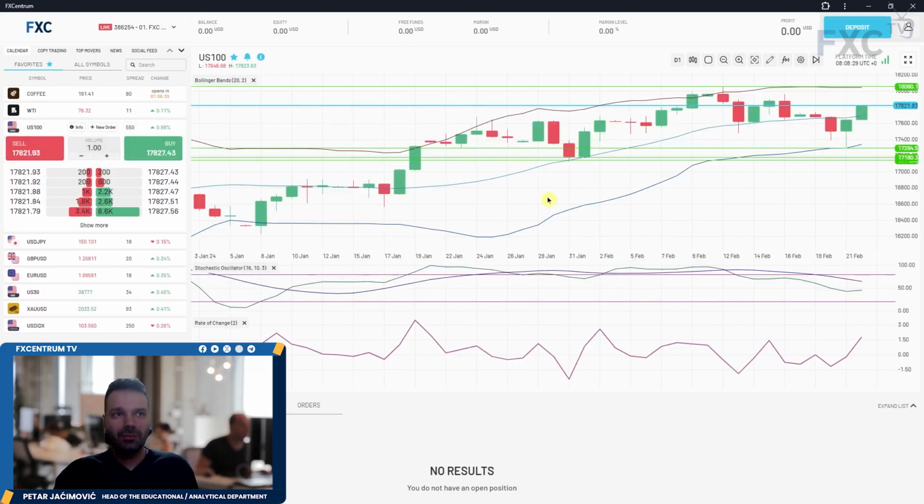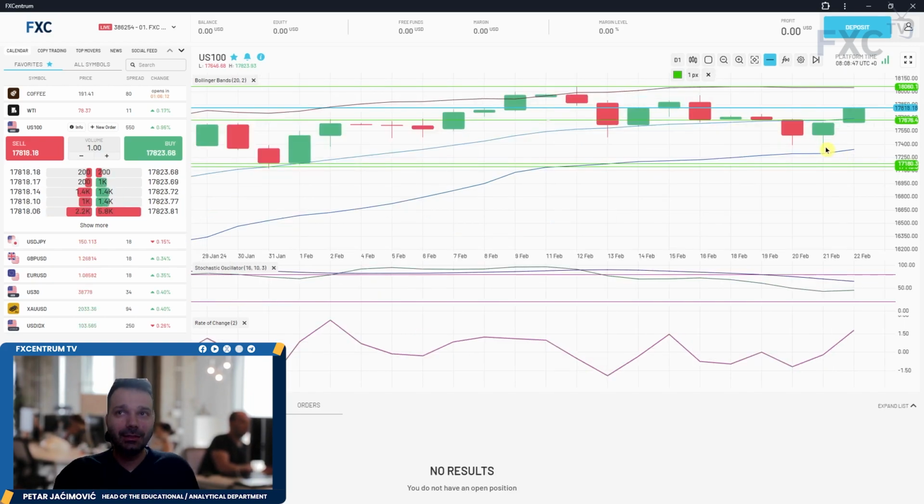Now, US 100 and generally US 100 and US 30, we had the rebound, and this is something that we were alerted about. We were alerted about this downside move potential when the market was around this point here, and potential to test the lower Bollinger Band, and that's exactly what happened. So market rejected. We got a rejection from the lower Bollinger Band on the daily time frame around 17,300.